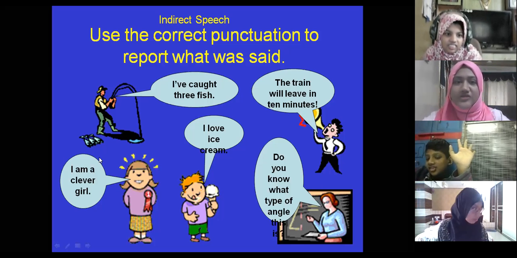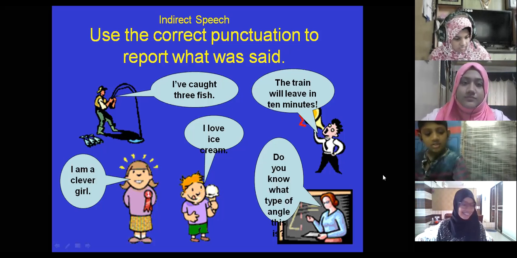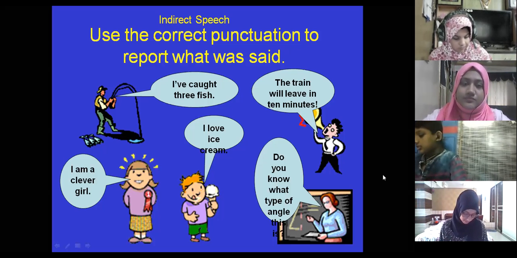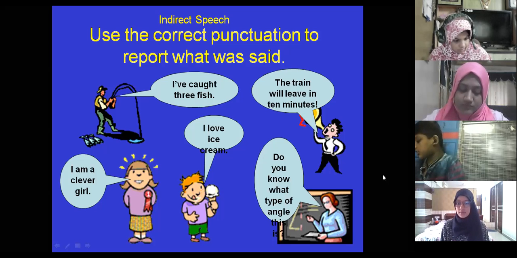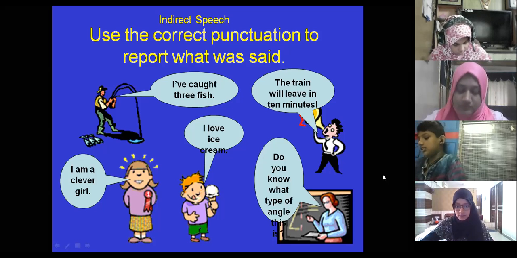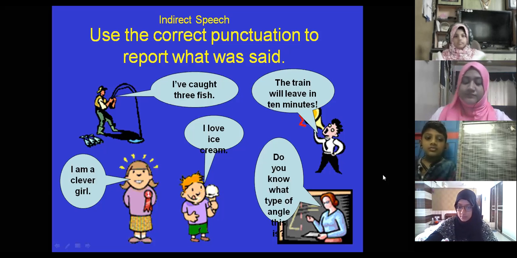Humera, you go with the fisherman. Okay, Munib, station master. The station master announced that the train would leave in 10 minutes. Perfect. Humera, how about you go with the first one?